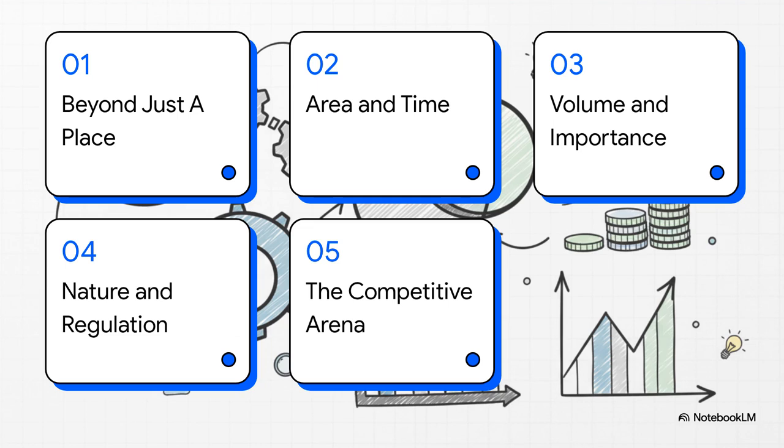To get us through this, here's our game plan. First, we go beyond just a place. Second, we look at area and time. Third, volume and importance. Fourth, the nature and regulation of things. And finally, the competitive arena.